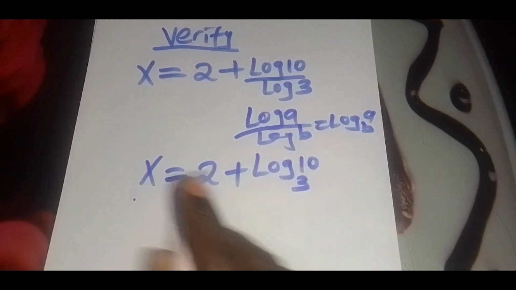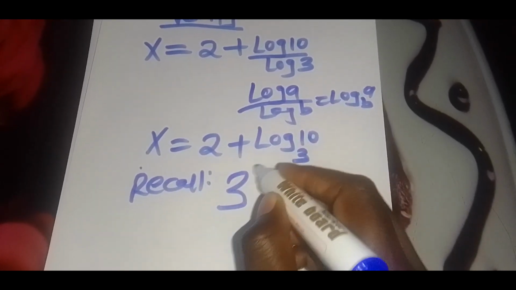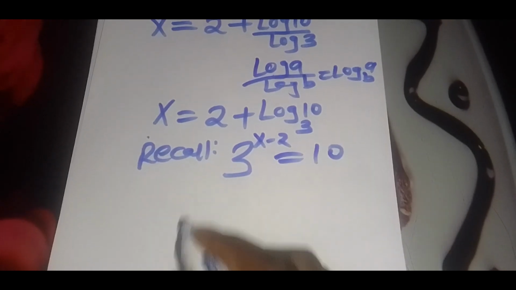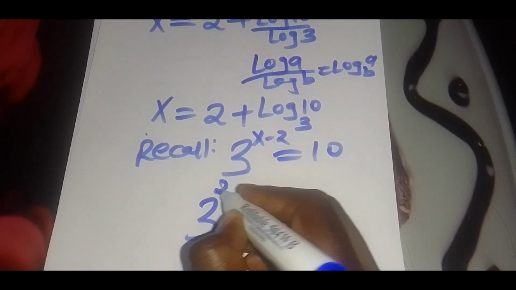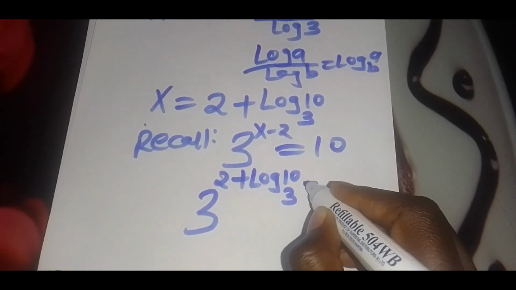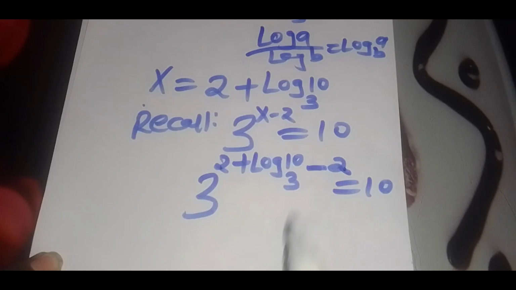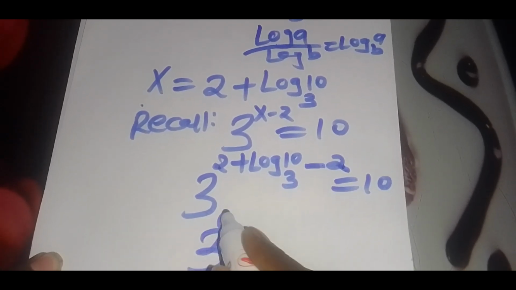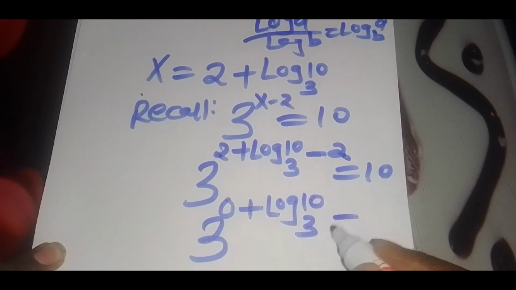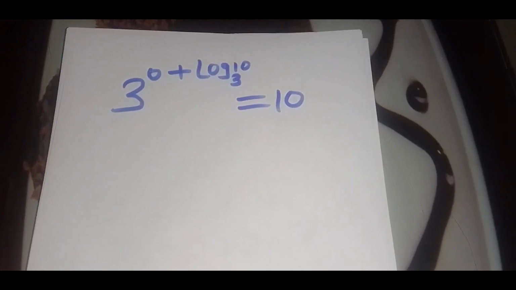Okay, so if you recall, when 3 raised to power x minus 2, this is supposed to give us 10. So we substitute the value of x, so that we have 3 raised to power 2 plus log 10 to base 3 subtract 2. This is supposed to give us 10. So this is 2 minus 2, which is equal to 3 raised to power 0 plus log 10 to base 3. This is supposed to give us 10.